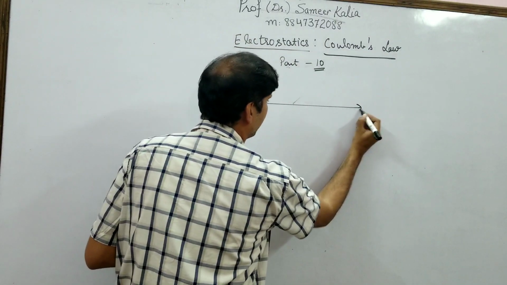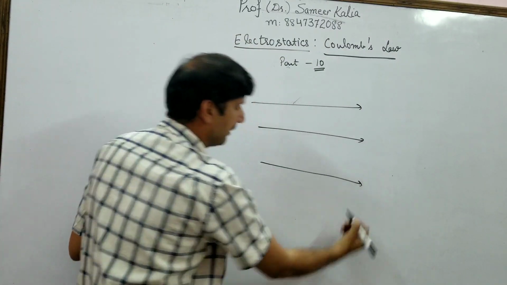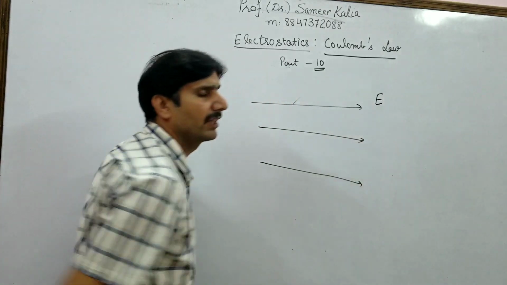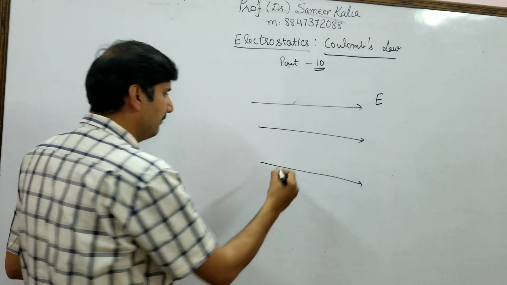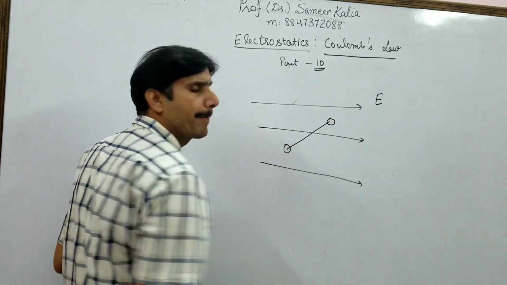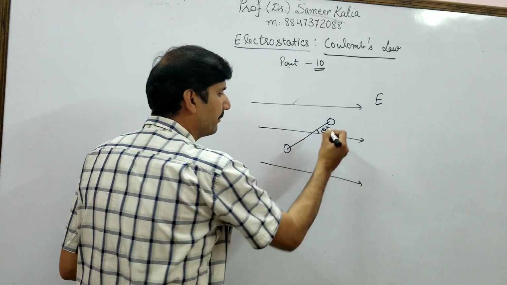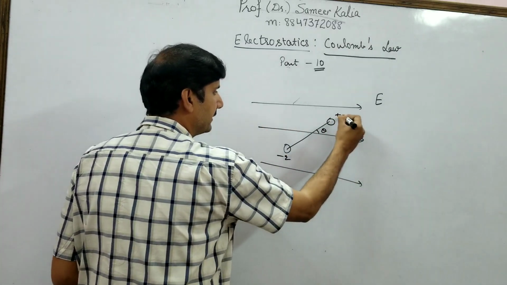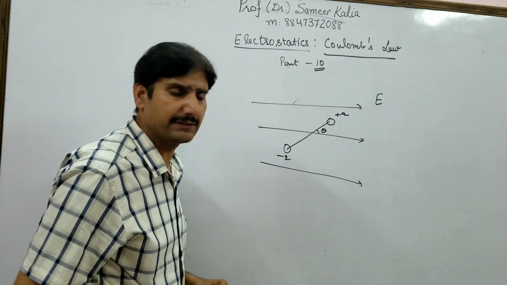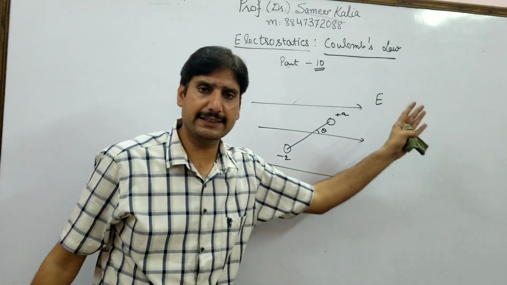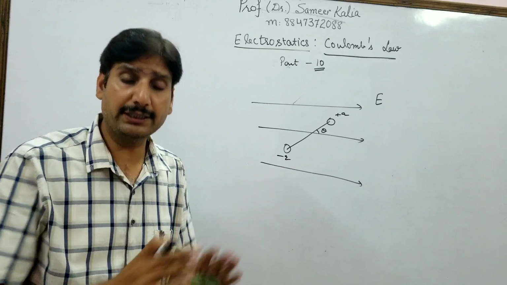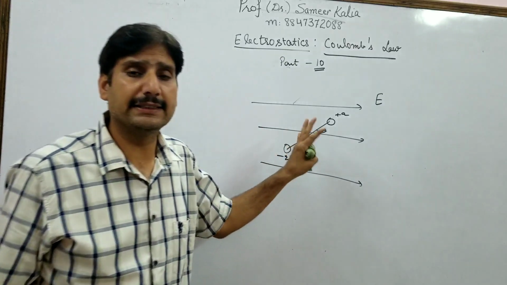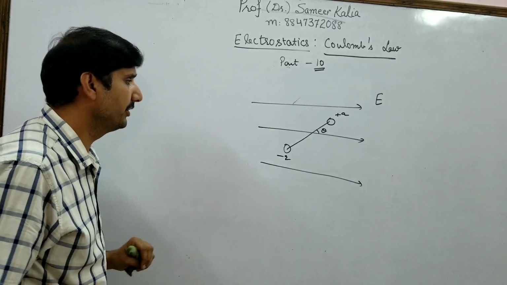Let's say some external source is producing a uniform electric field E, and in this electric field some dipole is placed with its dipole moment inclined at an angle theta with the direction of the electric field. This is, I am assuming, minus q, this is plus q. Dipole moment is acting from negative to positive charge, and the electric field is acting in this direction. The angle between the dipole moment and the electric field I am assuming to be theta at this instantaneous position.